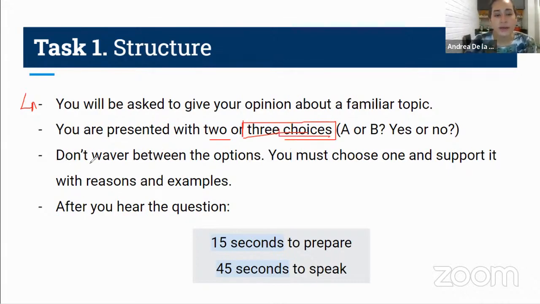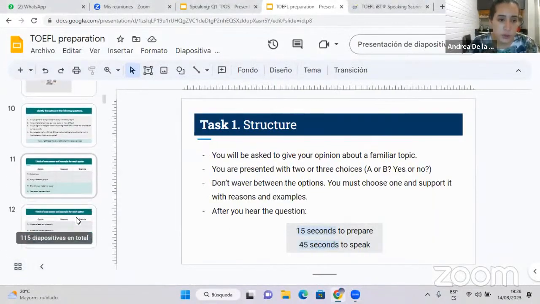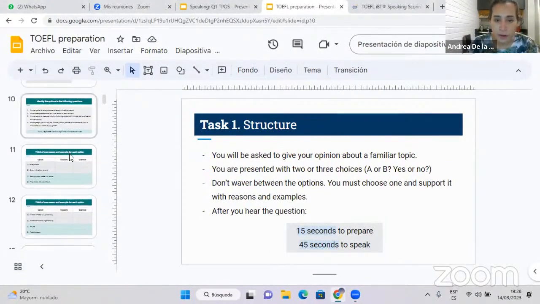And what you need to do is you can never waver between the options. That means you cannot go in the middle. You have to be strong. You need to choose one and support it with reasons and examples. You will have the question on your screen, and you will also hear the question because somebody's going to read it for you. After you hear the question, you will get 15 seconds to prepare your response and 45 seconds to speak. Do you guys have any questions so far?